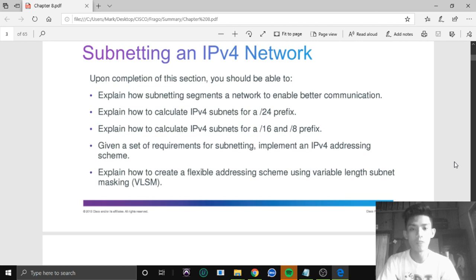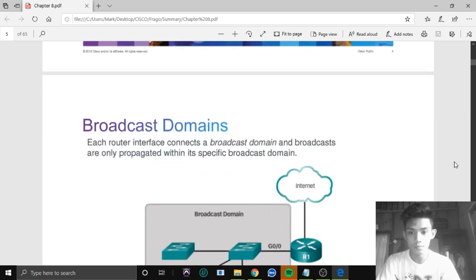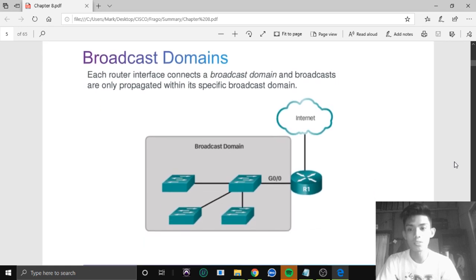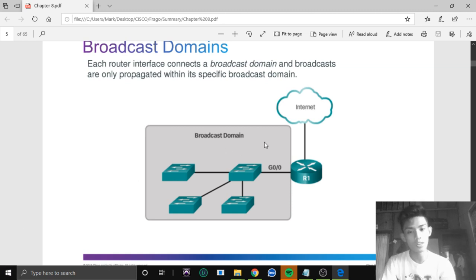Subnetting an IPv4 network. So we have broadcast domains. Each router's interface connects a broadcast domain, and broadcasts are only propagated within its specific broadcast domain. So this is the topology, the representation of these broadcast domains. This is R1, this is the internet, and this is the broadcast domain.